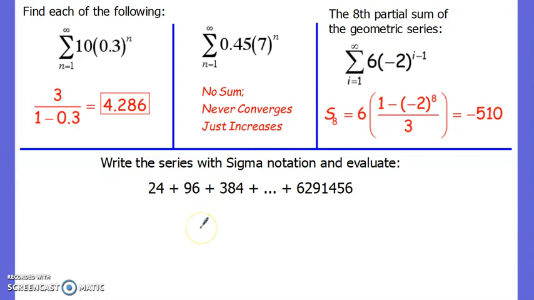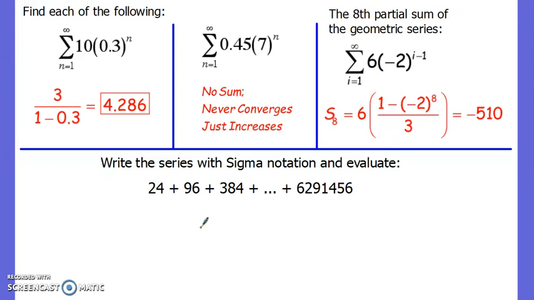Now, down here at the bottom, notice they gave us this series. However, they didn't actually put it in series notation. Notice it's asking us, find the sigma notation, then evaluate. So what we should do first is start to figure out, okay, is this geometric to begin with?